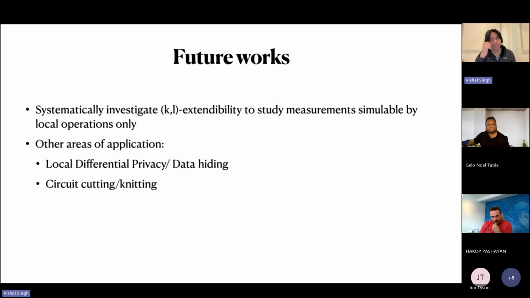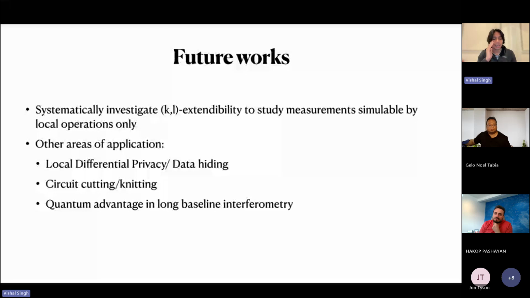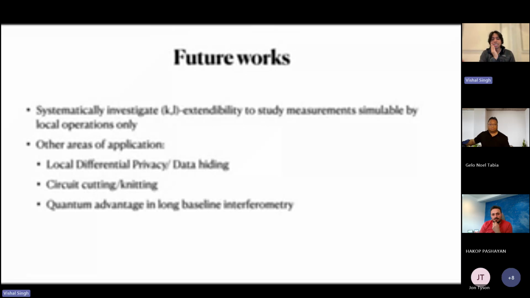I guess they are quite popular these days, but it might be that people are just interested in lower bounds, and with this idea of k-extendibility, you'll get upper bounds. So it might be a question how useful it is, but indeed it is something that you can apply. A particular example that we were interested in is long baseline interferometry.